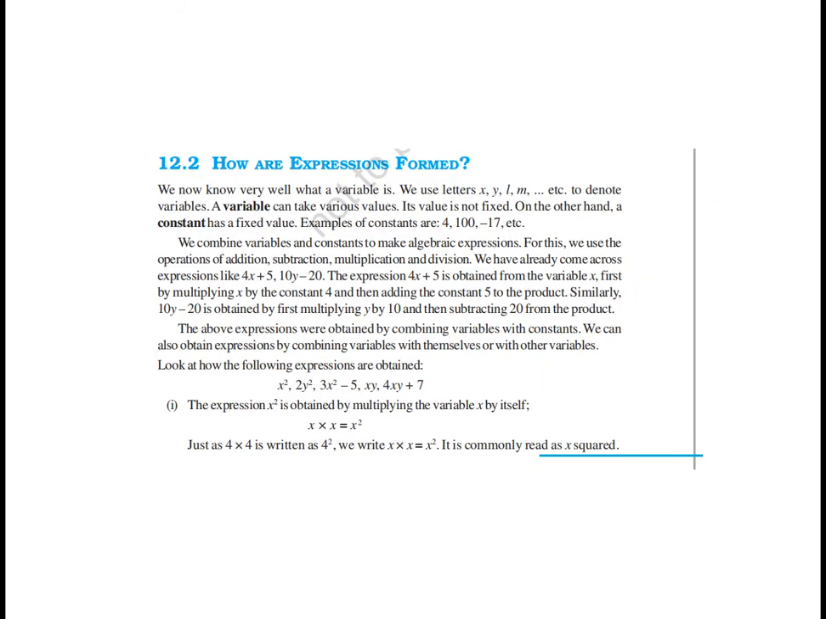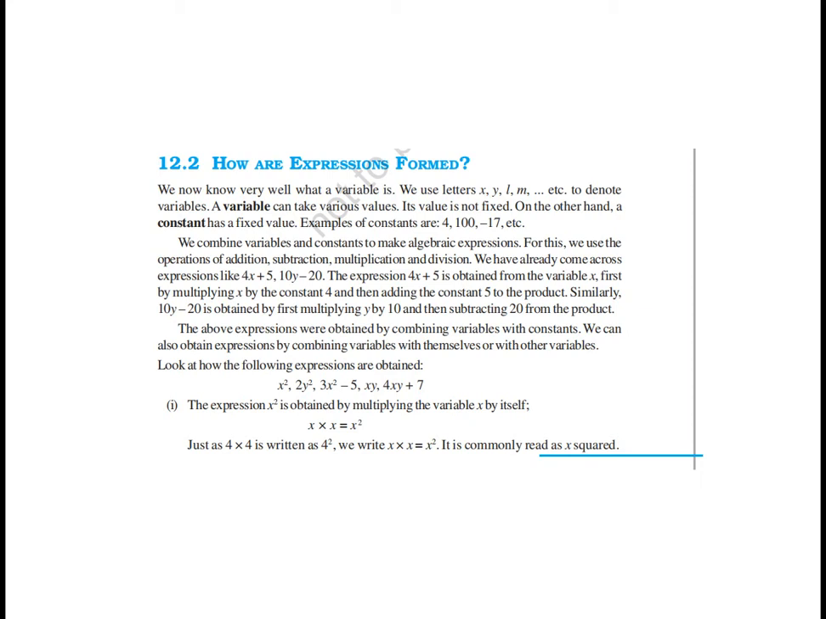So how are expressions formed? Let's see: x square, 2y square, 3x square minus 5. These are our expressions where we need to put the value of x and we can get the answer for it. And every expression is formed using constants, variables, and arithmetic operators like plus, minus, multiplication and division.